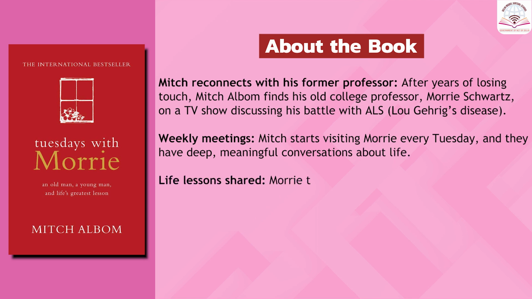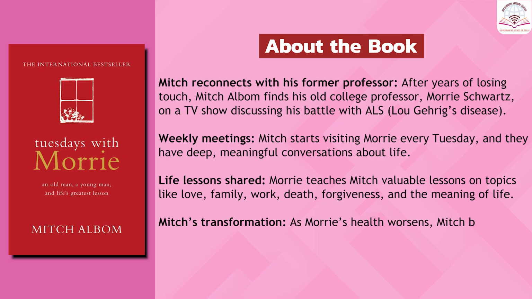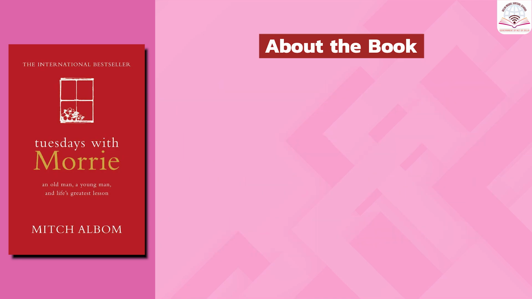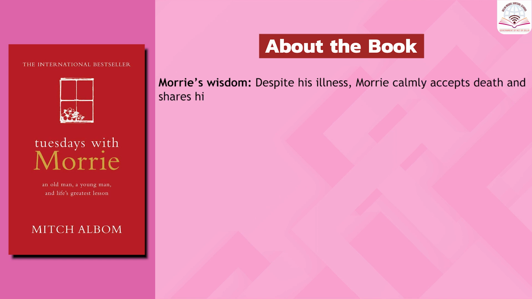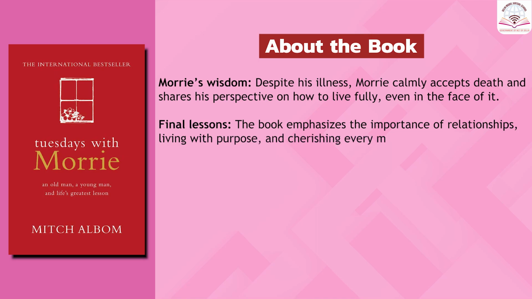Life lessons shared. Morrie teaches Mitch valuable lessons on topics like love, family, work, death, forgiveness, and the meaning of life. Mitch's transformation. As Morrie's health worsens, Mitch begins to reevaluate his own life, moving away from materialism and focusing more on meaningful connections. Morrie's wisdom. Despite his illness, Morrie calmly accepts death and shares his perspective on how to live fully even in the face of it. Final lessons. The book emphasizes the importance of relationships, living with purpose, and cherishing every moment.